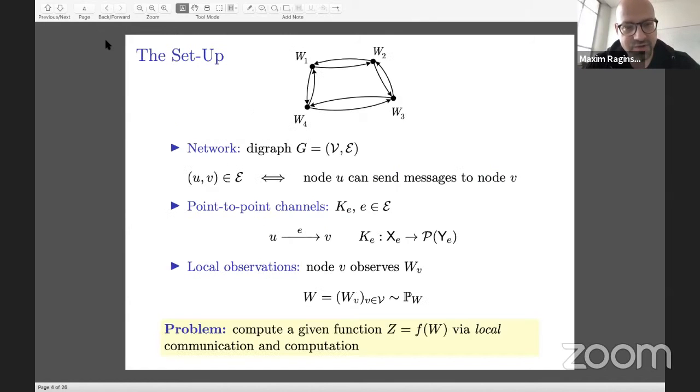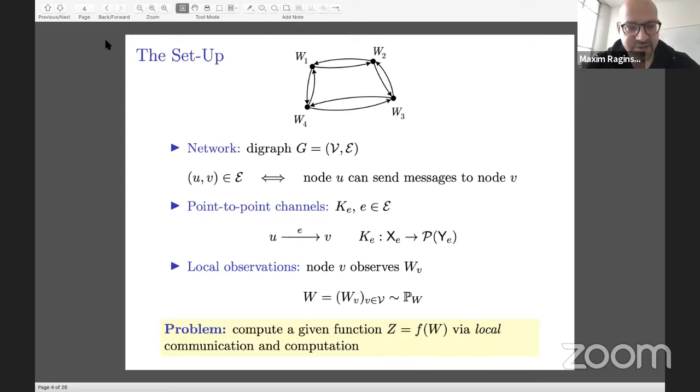All right, so here's the setup. We're going to represent our network as a directed graph, right? So the vertices represent nodes, and communication takes place along directed edges. So if nodes U and V are connected by an edge that starts at U and ends at V, then node U can send messages to node V. And therefore, each edge, these are directed edges, so ordered pairs of nodes.